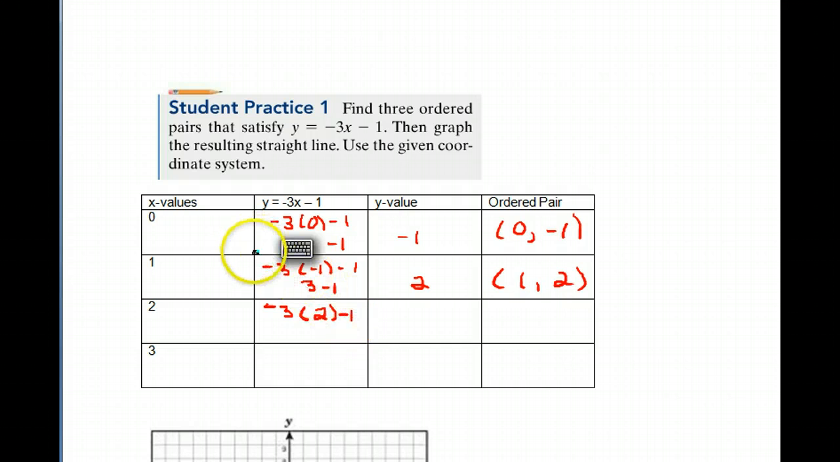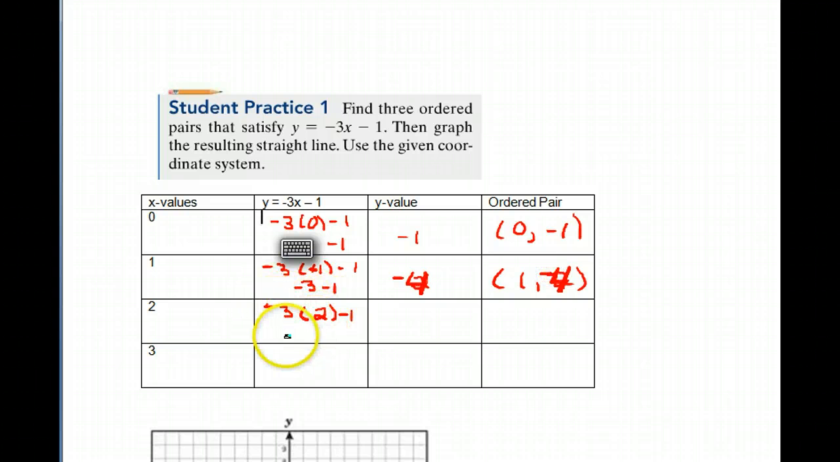Negative 3 times 2 minus 1. I'm going to back up one moment. This is not right. That is a positive 1 that we plugged in. So negative 3 times positive 1 is negative 3. That gives us a negative 4. Ordered pair 1, negative 4. My apologies.